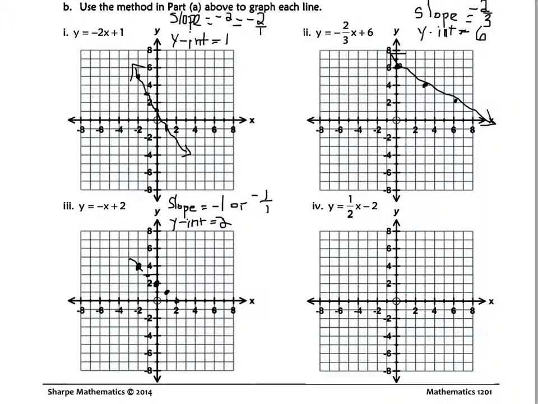And you can see that the graph is a line with a negative slope because it's falling as we move to the right. And the last one there, the slope is a half, and the y-intercept is negative 2. So if we plot the y-intercept of negative 2, and then count slope of up 1, right 2, up 1, right 2, or we could have started from our y-intercept and gone down 1, left 2. So negative over a negative makes a positive as well. And there's your graph.